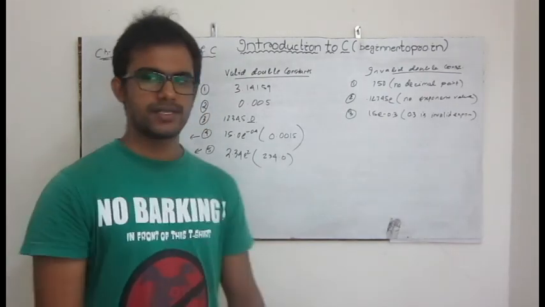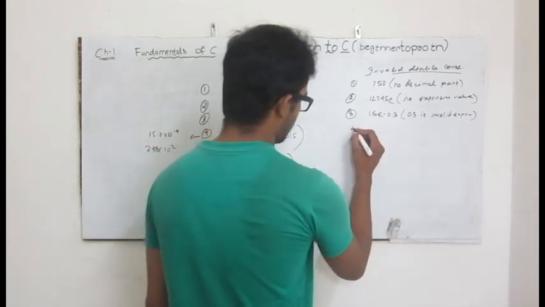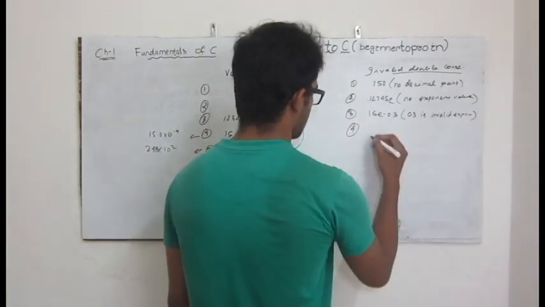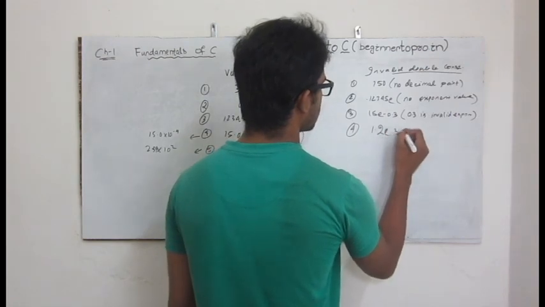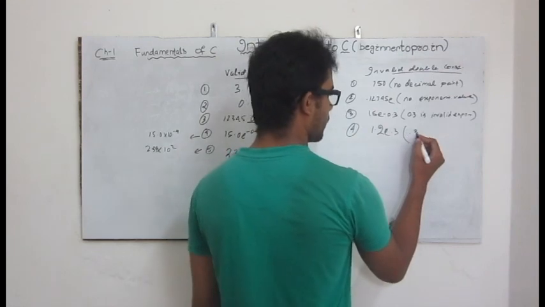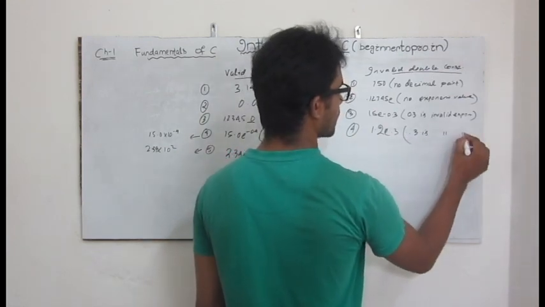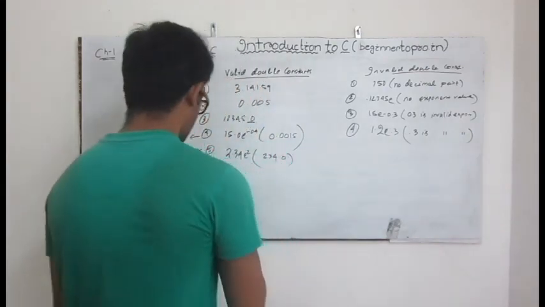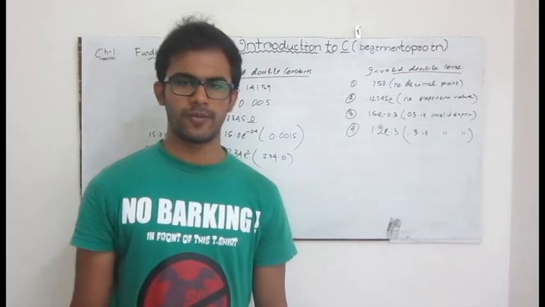Then let's have an invalid one. Let's say 1.2e0.3. It is also invalid. 0.3 is an invalid exponent. That's all.